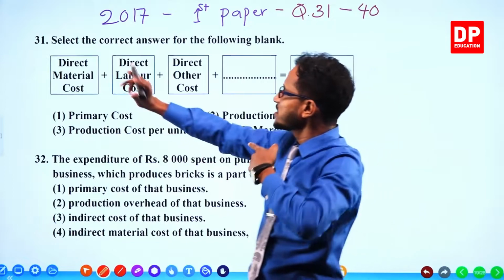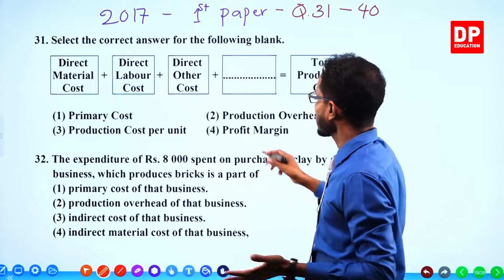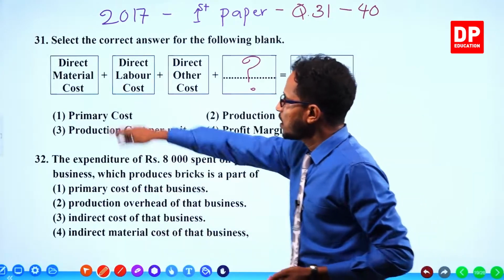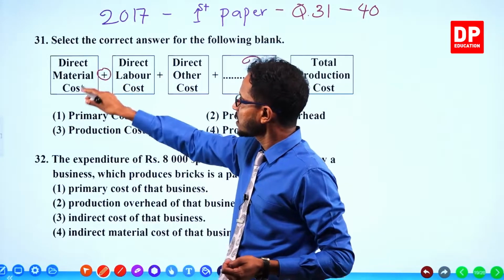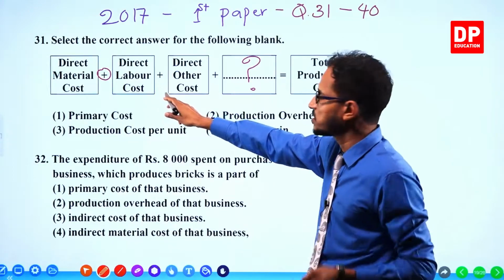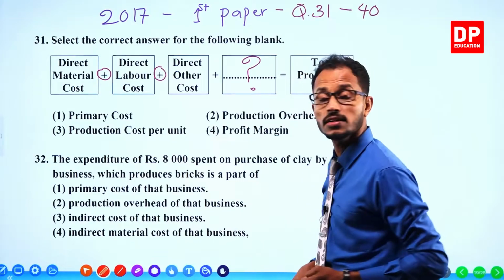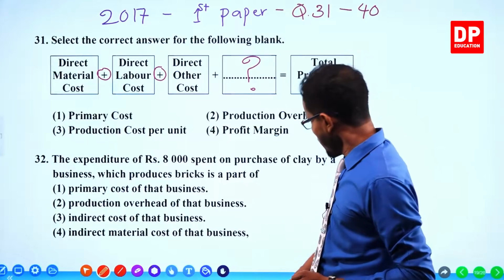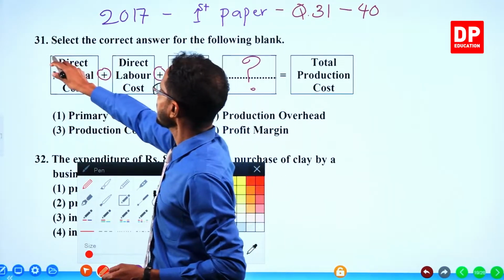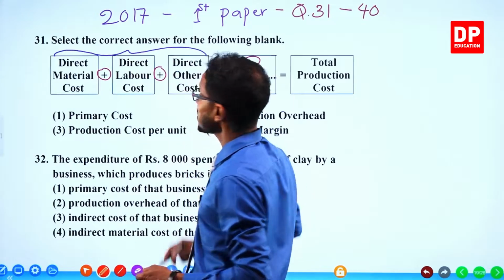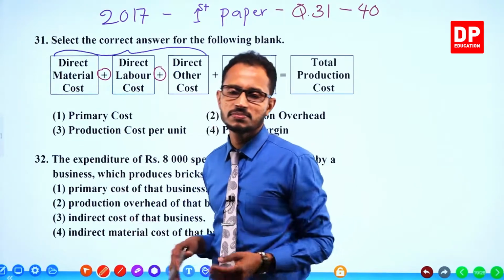Question number 31. Select the correct answer for the following blank. There is a blank. We have direct material cost plus direct labor cost, direct material, direct labor, and direct other cost. So here, as you may remember, children, this is a lesson that we have done. We did the production cost statement of production cost.